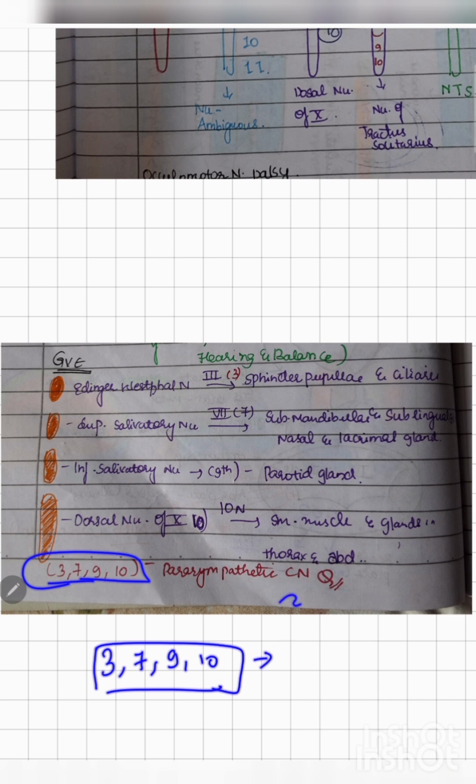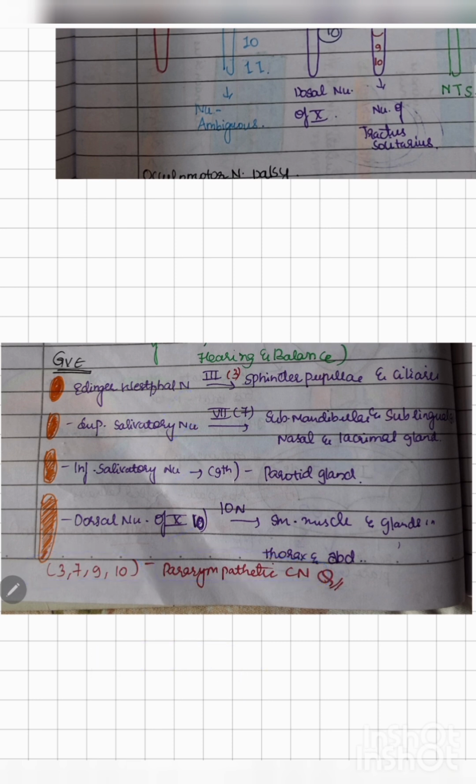All these cranial nerves will carry the parasympathetic fibers from the respective nucleus. For example, from the Edinger-Westphal nucleus, it will give rise to preganglionic parasympathetic nerve fibers. So this will travel along cranial nerve 3.